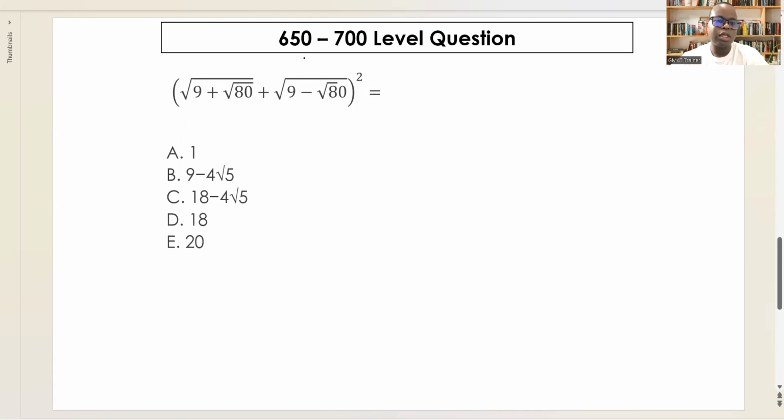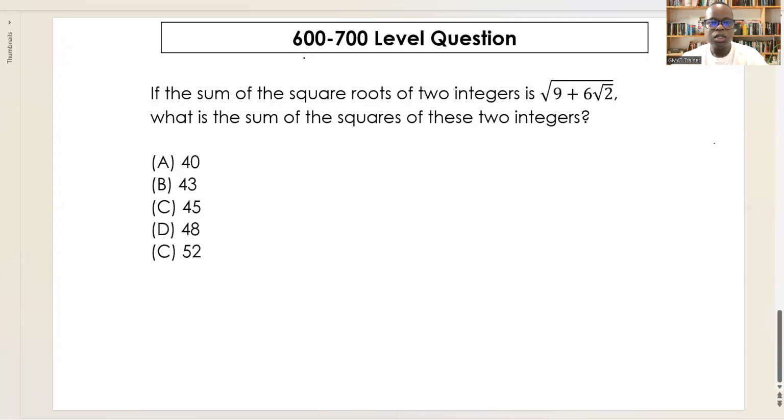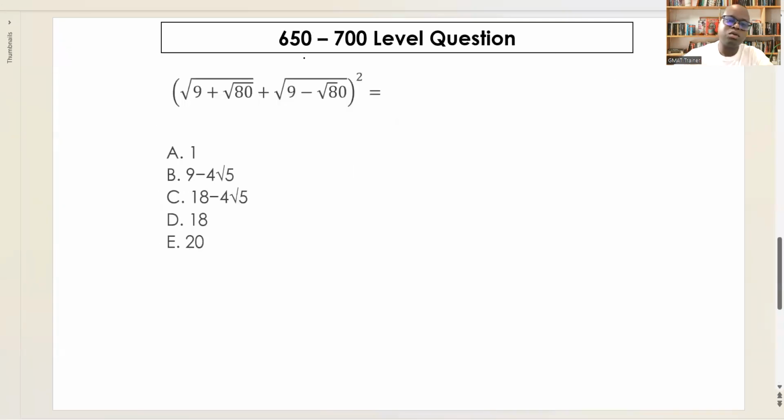So here we have a question asking us for the square root of (9 plus root 80), plus the square root of (9 minus root 80), then square that one. What do we get if we do that? That's what we'd like to address next. As you see, this is more or less the same identities that we do have: (a plus b) squared, for which a is the square root of (9 plus root 80), and b is the square root of (9 minus root 80). That is what we need to address first.